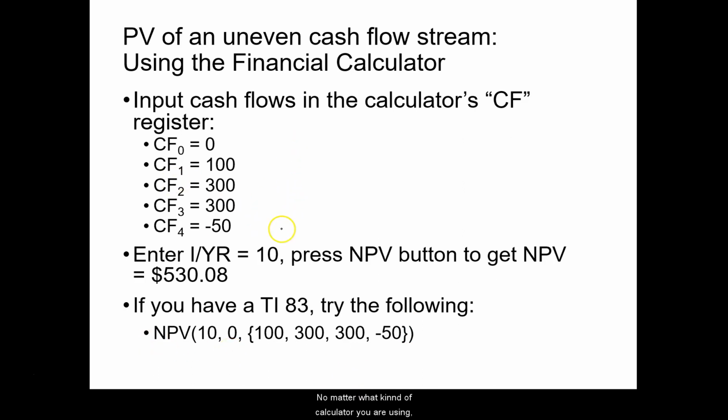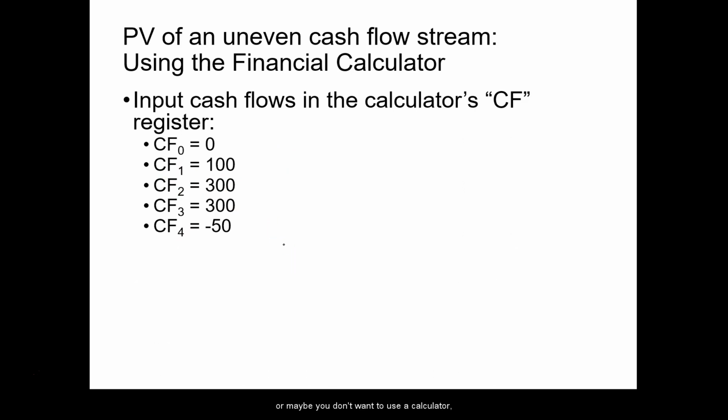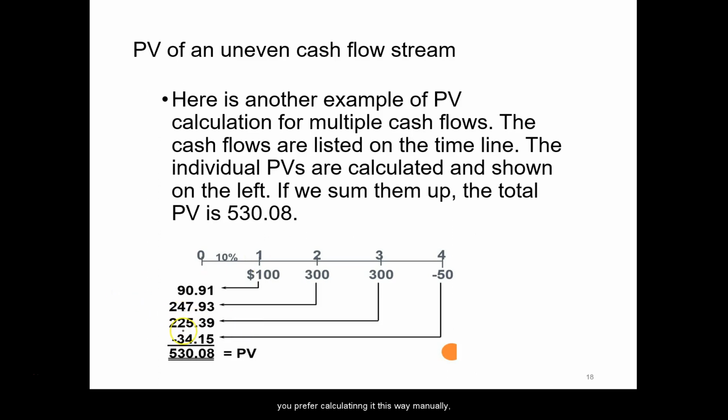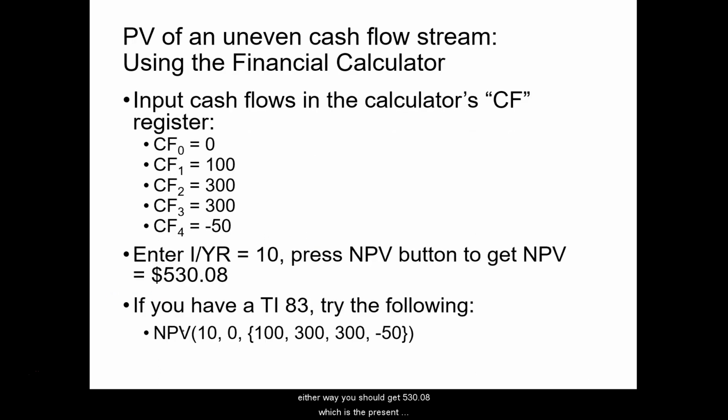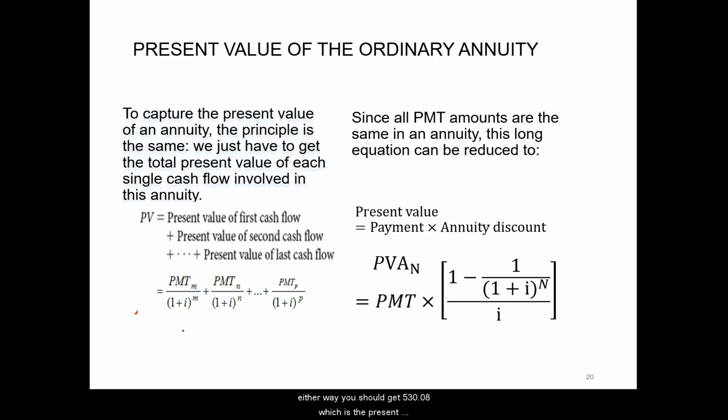No matter what kind of calculator you are using, or maybe you don't want to use a calculator, you prefer calculating it this way manually, either way, you should get 530.08, which is the present value of all these 4 cash flows.